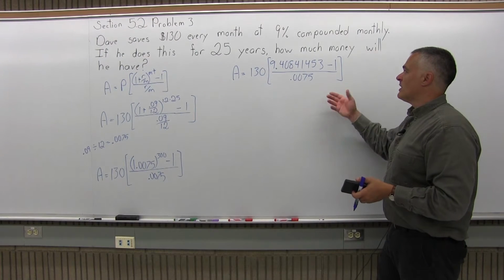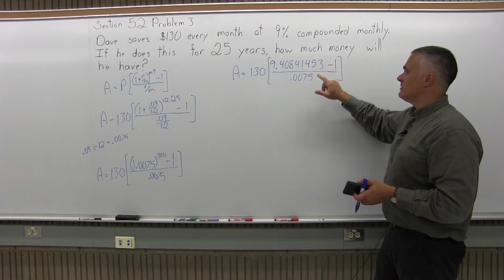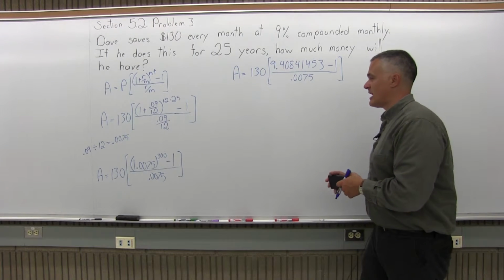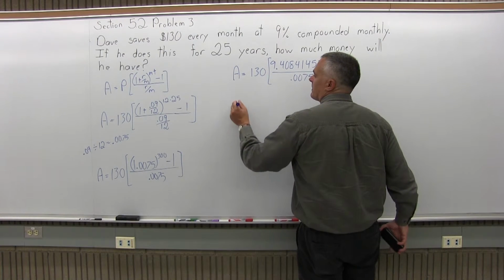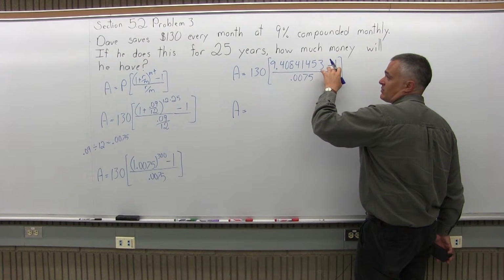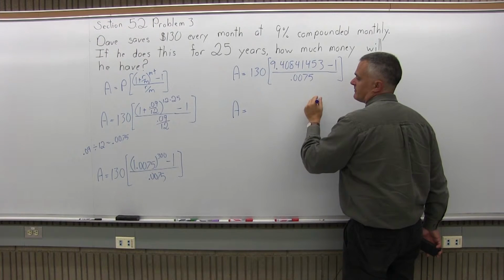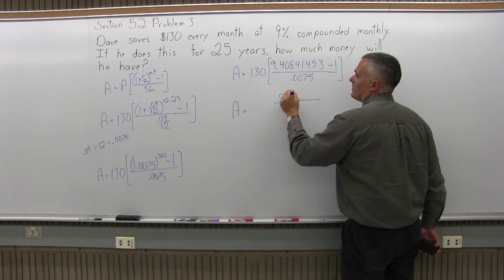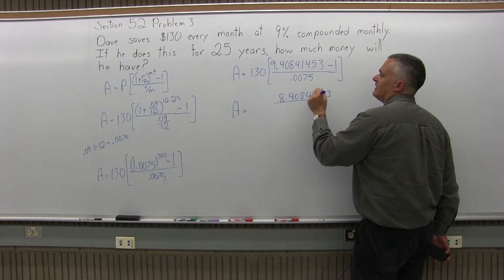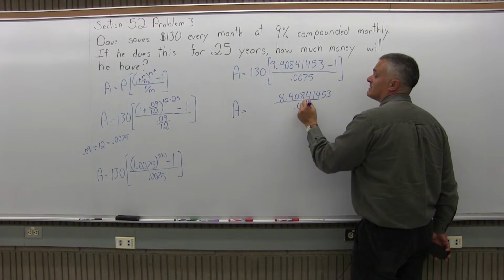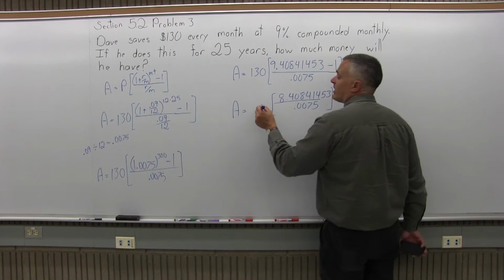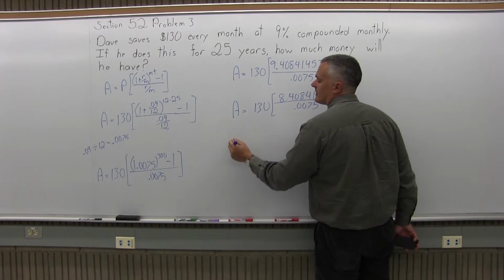So don't forget, that's in the numerator of the brackets. After the 9.40841453, there's a minus 1. You have the 0.0075 in the denominator still, and times 130 in front of the brackets. So the next thing I'll do is in the top of the brackets, the 9.40841453 minus 1 will become 8.40841453. You still have a 0.0075 in the denominator under that. And that's in the brackets. In front of the brackets, it's times 130.